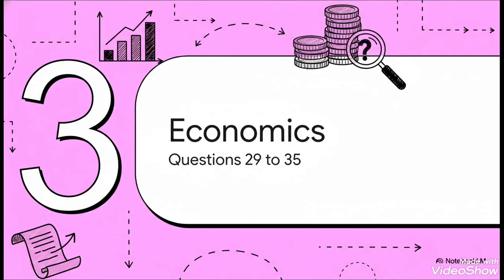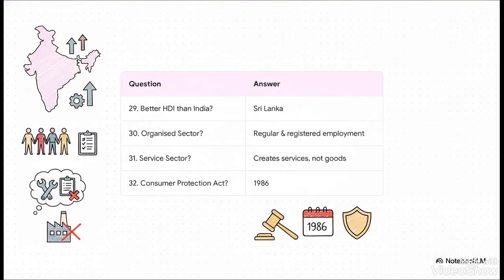All right, we're on the home stretch. Let's get into our final section, economics. We'll be tackling questions 29 to 35. This part of the paper will really test your knowledge on things like development, different employment sectors, and, of course, the role of money. And we're starting economics with those quick and easy 1-mark questions.